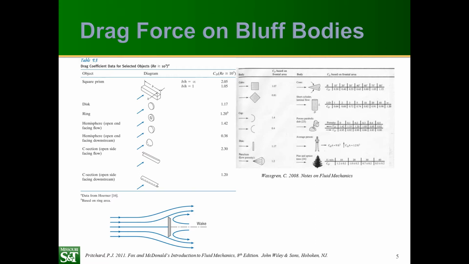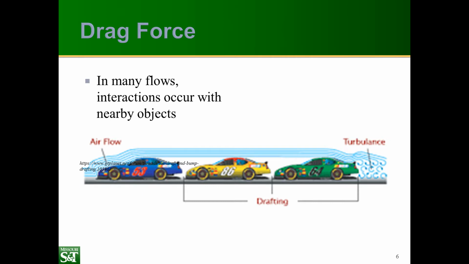Now, we can't do this analytically. We talked about the difficulties. We can use CFD or other methods, or we can rely on experiment. And we have tables that show drag coefficients for various shapes under all kinds of different conditions. In many flows, we can see interactions with nearby objects.